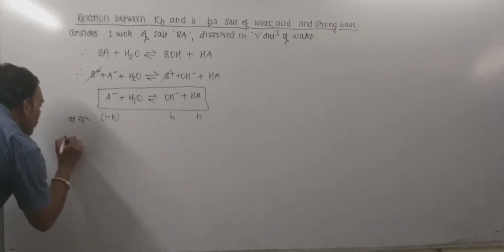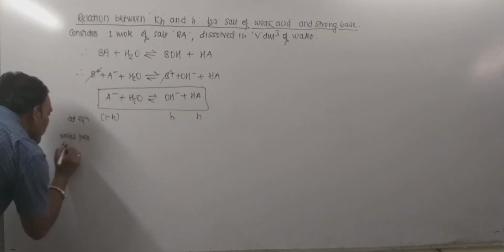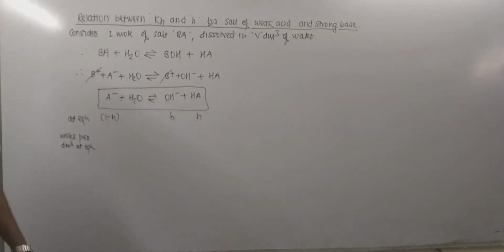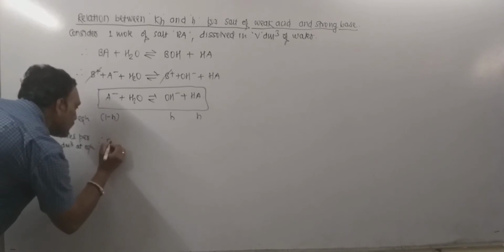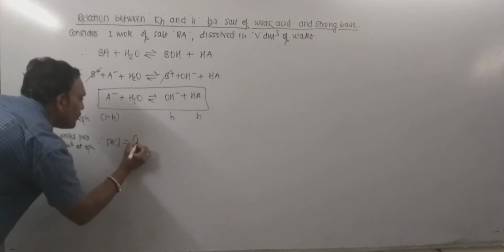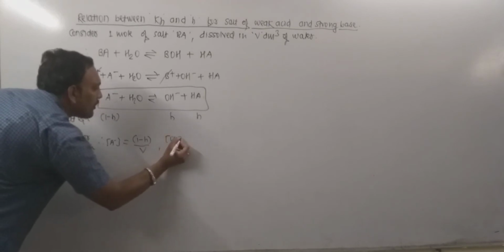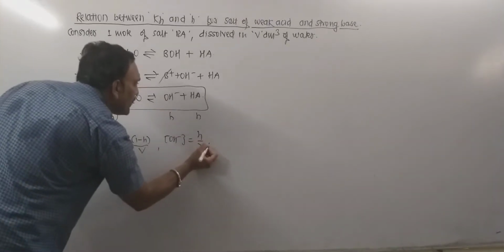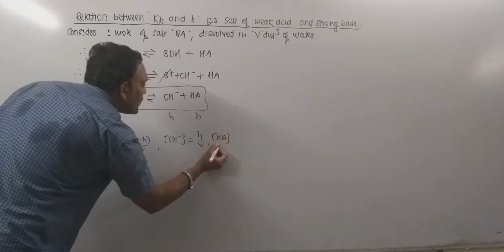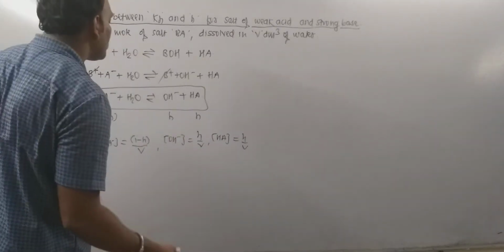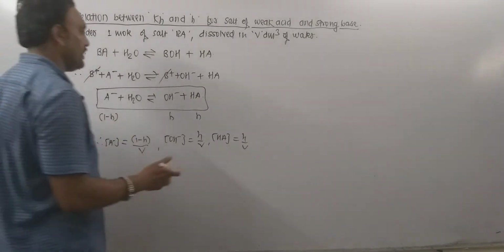Now the moles per liter at equilibrium, that is the concentrations, will be: concentration of A- equals (1 minus h) upon V, concentration of OH- equals h upon V, and concentration of HA equals h upon V, as all the ingredients are present in V liter of water.